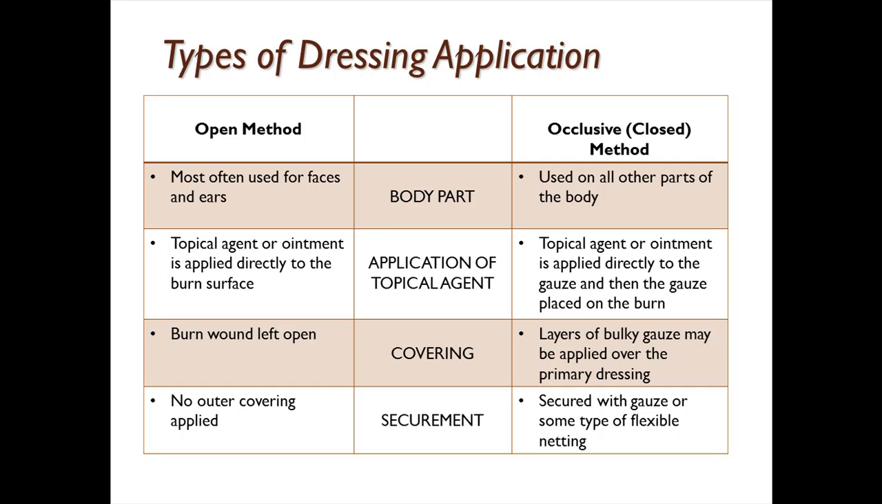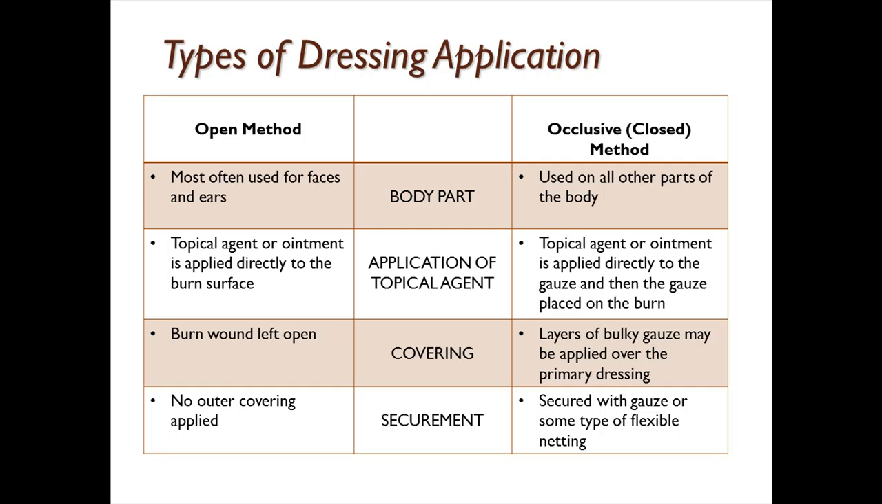When we look at the types of dressing application, there are two main types, open method and occlusive or closed method. According to your body part, we're going to decide which one we're going to use. Open method is most often used for faces and ears. You take that topical agent or ointment and apply it directly to the burn surface. The burn wound is then left open and no outer coverings are applied to that area.